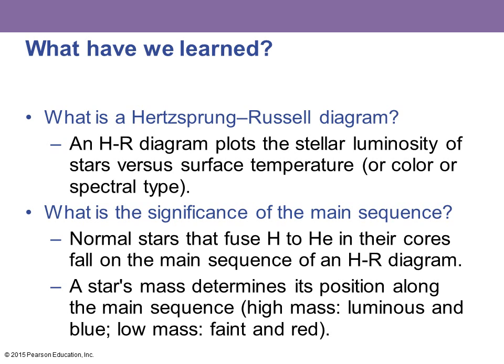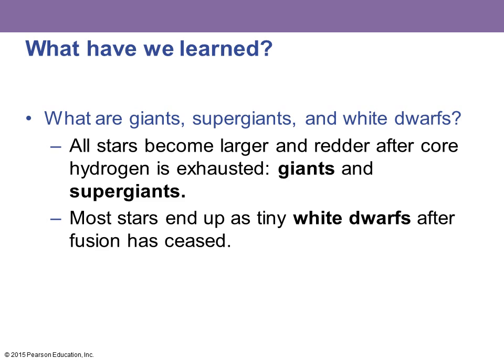So, what's a Hertzsprung-Russell diagram? Well, it plots the luminosity of stars versus surface temperature. And what's the significance? Well, normal stars that fuse hydrogen to helium in their cores are normally on the main sequence, and a star's mass determines its position along the main sequence. A high-mass star will be luminous and hot. A low-mass star will be faint and red.